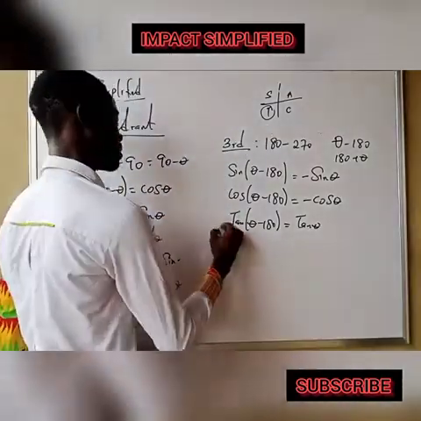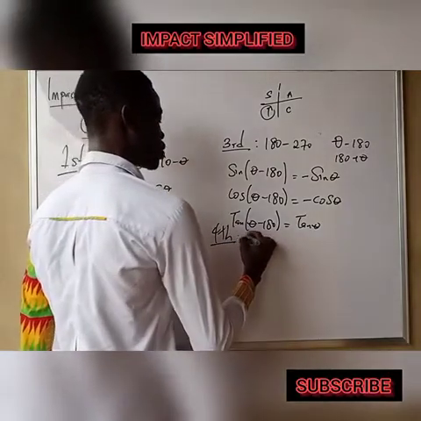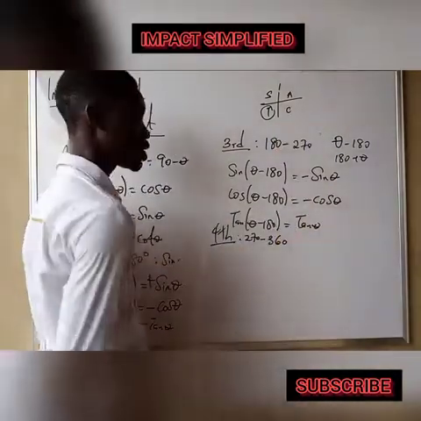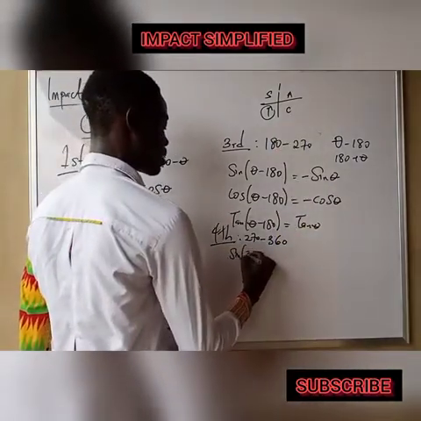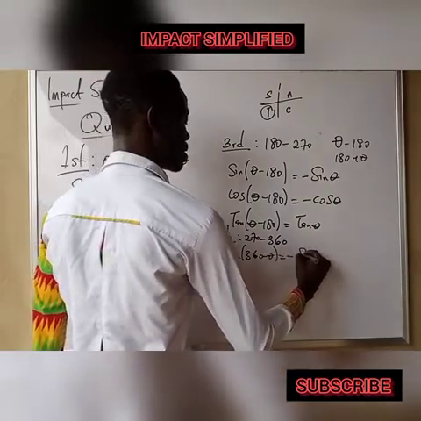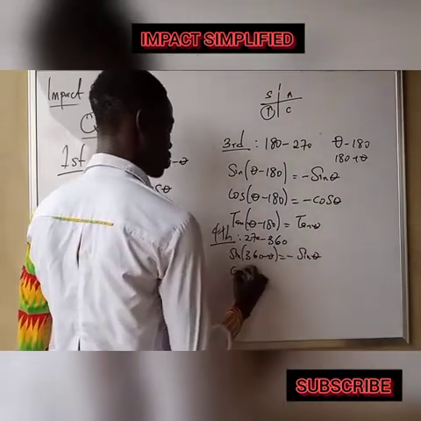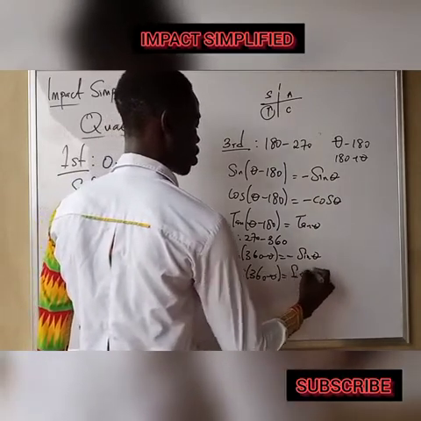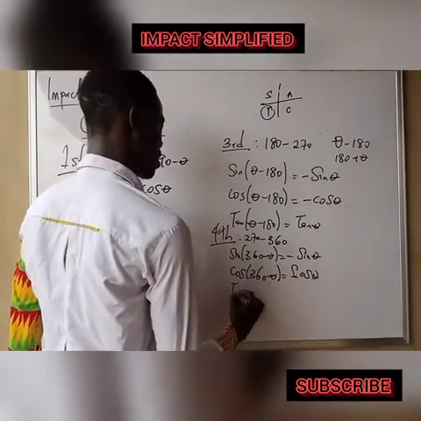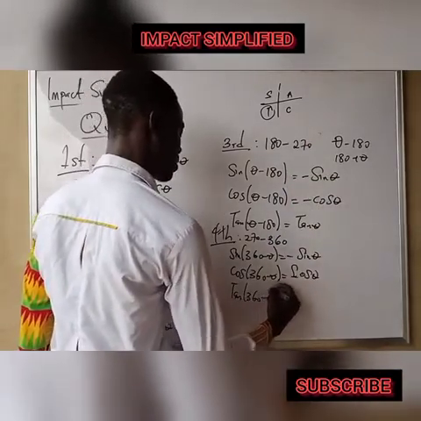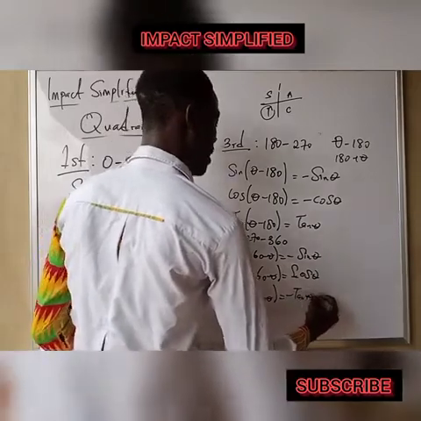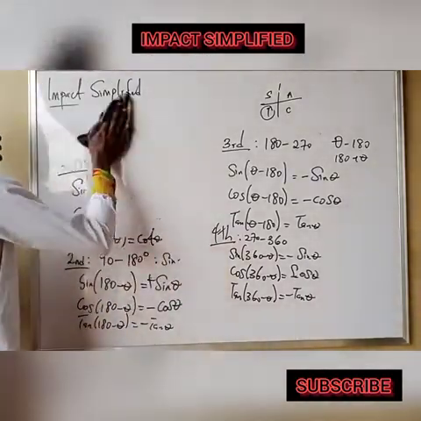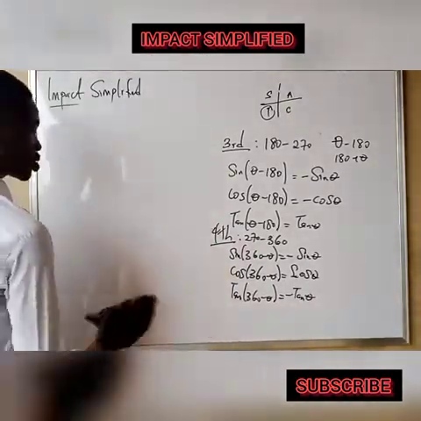And lastly, for the fourth quadrant, the angle combination is between 270 and 360, and only cos is positive. That means sine 360 minus theta is minus sine theta. Cos 360 minus theta is equal to cos theta, because only cos is positive. And tan 360 minus theta is equal to minus tan theta. Do we get that? It's simple. Now let's look at examples under this.